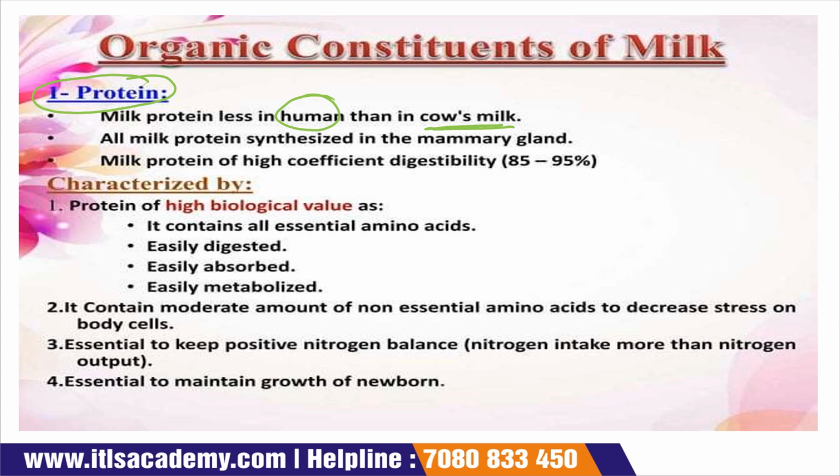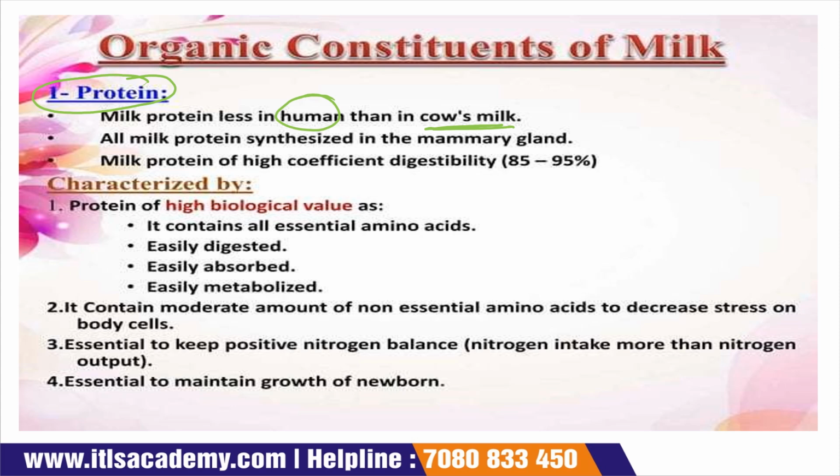Okay, now the characterization of the protein. Protein has a high biological value. It contains all types of essential amino acids, and they are easily digestible, easily absorbed, and easily metabolized. Okay, it also contains some amount of non-essential amino acids, which decrease stress on body cells. And positive nitrogen balance is also there, and it is also essential for the growth of newborn babies.